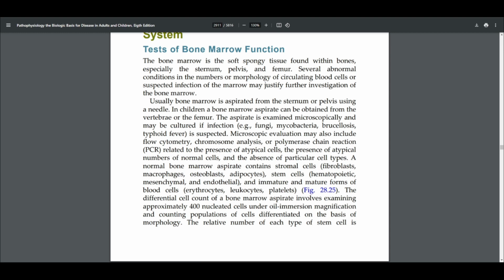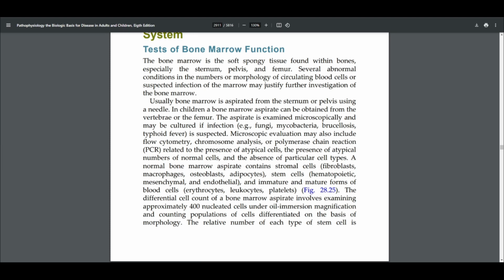The aspirate is examined microscopically and may be cultured if infected or infection is suspected. Microscopic evaluation may also include flow cytometry, chromosome analysis, or polymerase chain reaction related to the presence of atypical cells, the presence of atypical numbers of normal cells, and the absence of particular cell types.